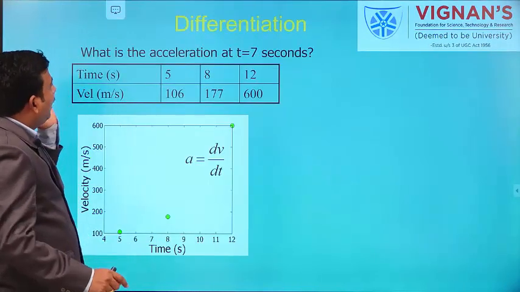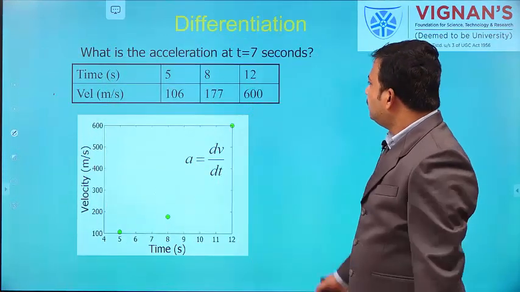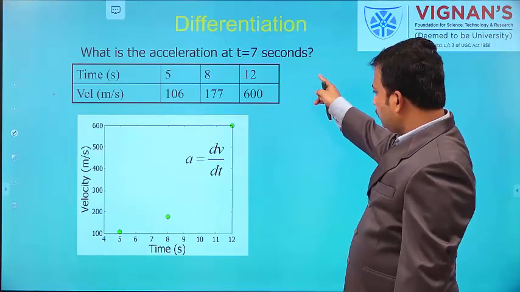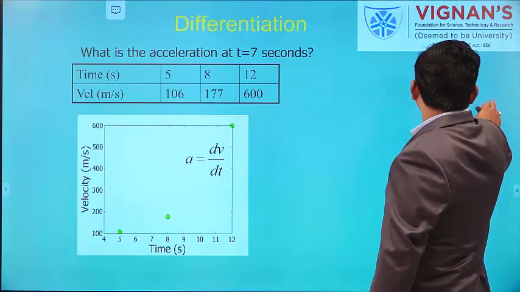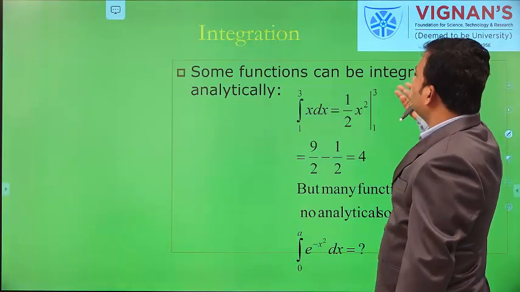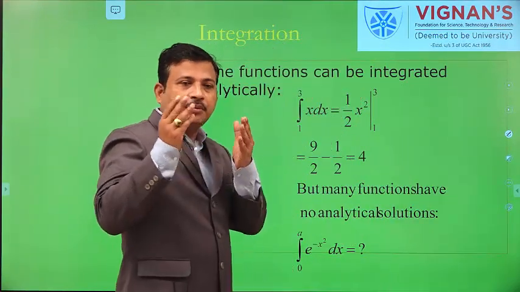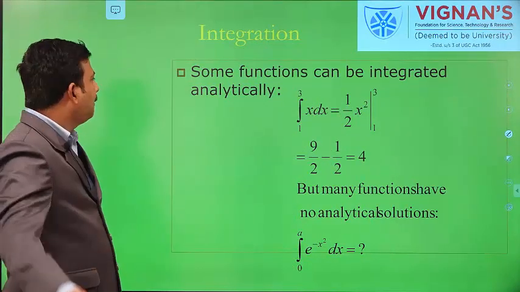What is the acceleration at t equals 7? Here, what is given? See, this is the same problem I have done. If you want to find the acceleration at t equals 7, this is nothing but one type of extrapolation, right? So you can design different types of problems and solve them by using the numerical methods.